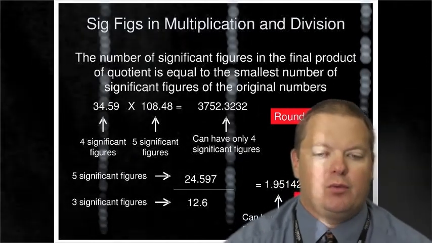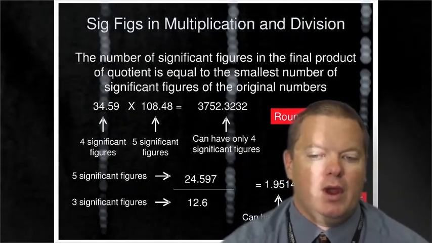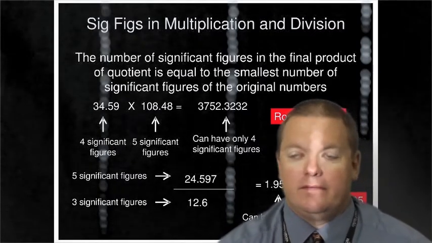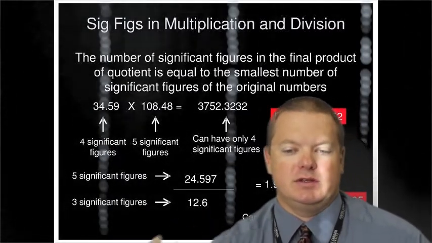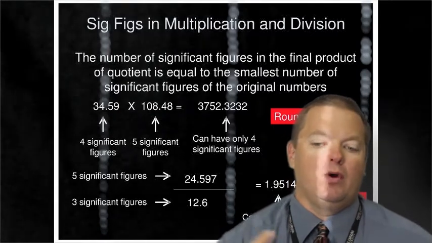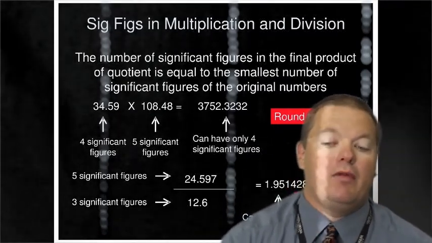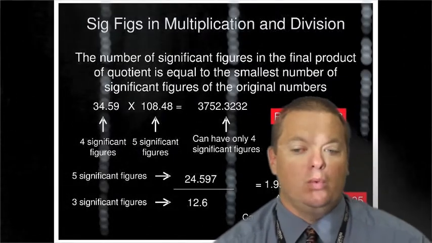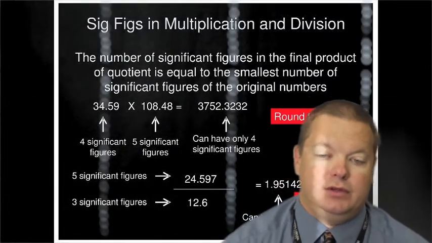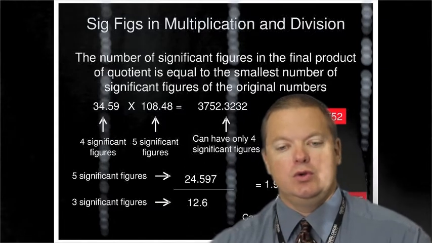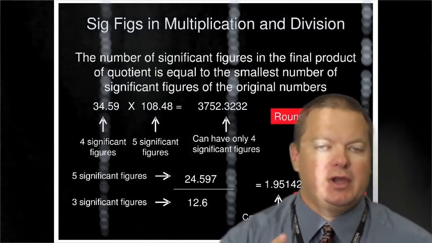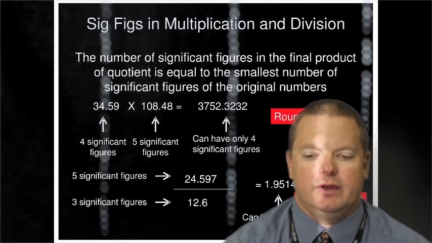So if we take 34.59 times 108.48, the first number has 4 significant digits, the second number has 5. We can only have 4 because that's the smallest number, so in our solution we're going to round that to 4 significant digits, which in this case would be 3752. We actually lose decimal places in this case because of the rules of significant figures.